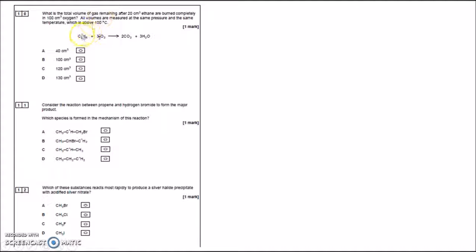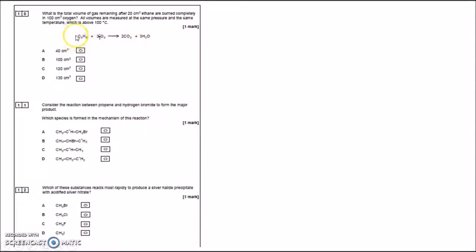So let's have a look then. If say for example 20 centimetres cubed of ethane, so 20 of that, would react with 3.5 multiplied by 20, so 3.5 20s is 70, would react with 70 centimetres cubed of that. 20 centimetres cubed of this, 1 reacts with 2, so would react with 40 of that, and would make 1 to 3, would make 60 centimetres cubed of this.